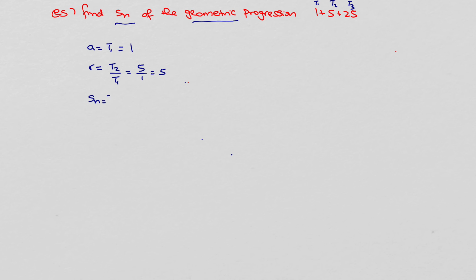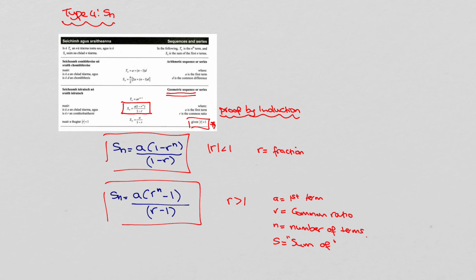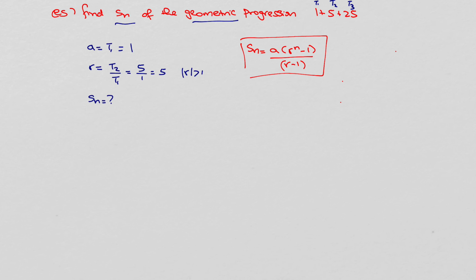And then to get S of n, well, we can see that r is greater than 1. So therefore we would write down S of n is equal to a times r to the n minus 1 over r minus 1. And again, if you used the formula that's in your tables on page 22, then that's fine. You'd end up with a negative number on the top and a negative number on the bottom, which would cancel out anyway. So it still works out fine.